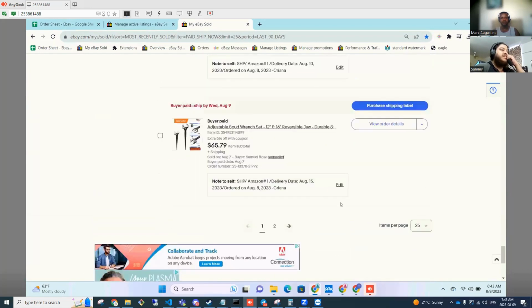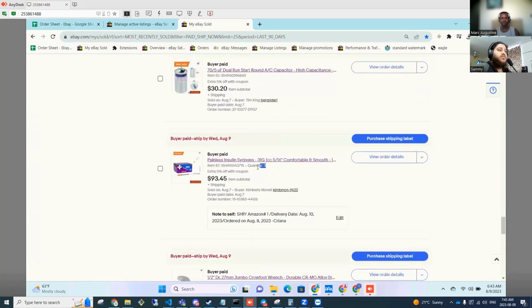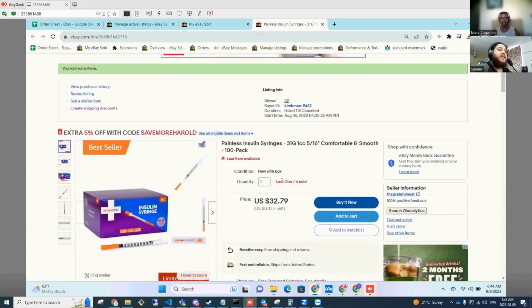I mentioned these things briefly in a previous video, right? But as you can see, one of the buyers went ahead and bought 3 of them. So this one item, this syringe, they bought 3 of them. And the reason why they were able to buy 3 was because, remember, whenever I list an item, I only put one quantity. But as soon as it sells, I go ahead and increase the quantity to 3. Right? Oh, by the way, I think this one we need to increase the quantity.